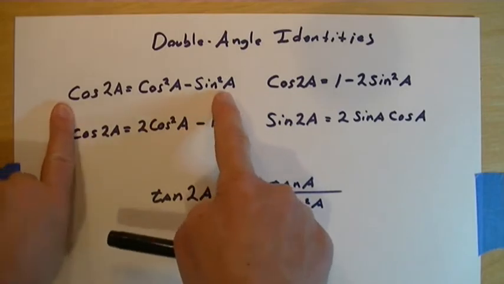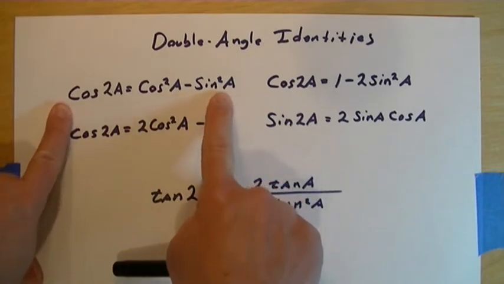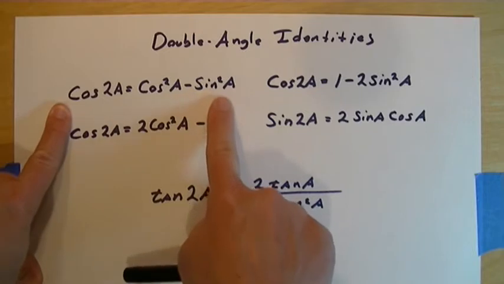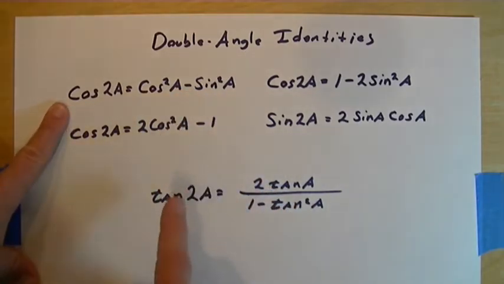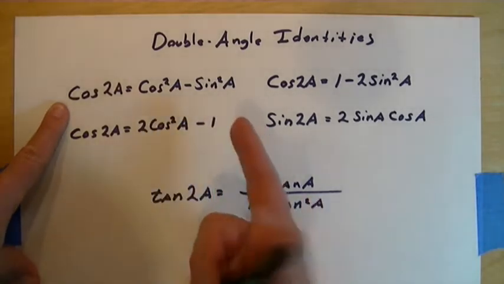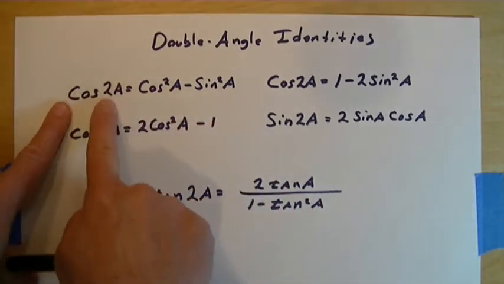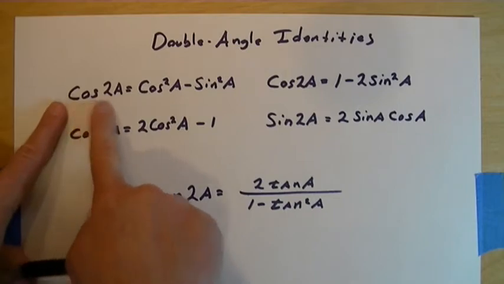Kind of reminds me of the Pythagorean identity. It looks like a variation on that. And if you can remember it that way, just remember that you're subtracting here instead of adding, and you get the double angle. That's cool.